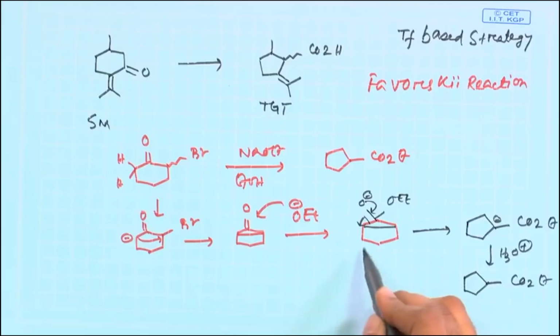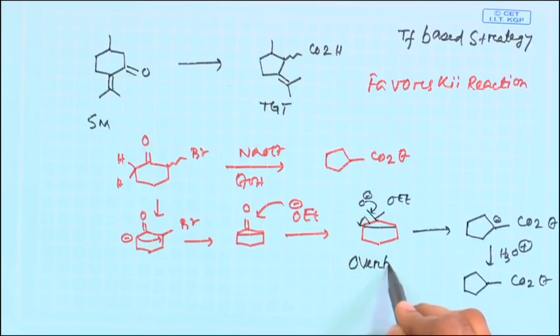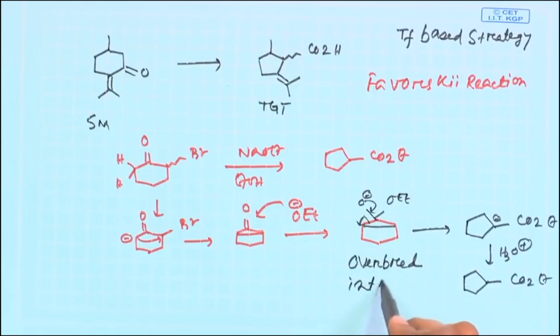In the latter part of our discussion, we will say that this kind of strained intermediate is often named as a Favorsky intermediate, but this is not the time to discuss it. Okay. Now this is the Favorsky rearrangement or Favorsky reaction.